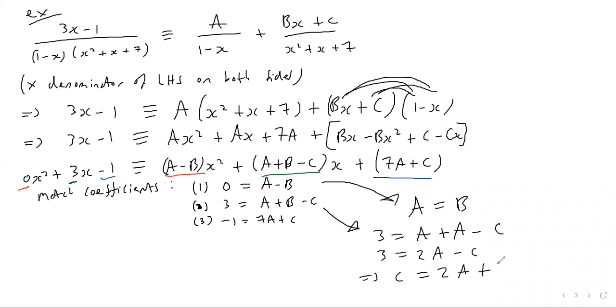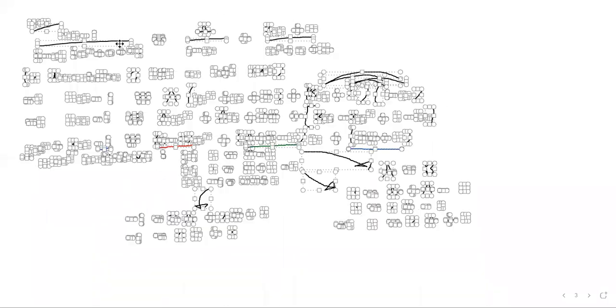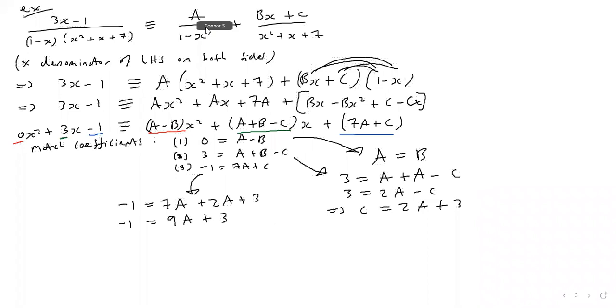Okay, so now then we can plug this into our final equation down here, this number 3. So we can say that -1 is equal to 7a plus c, but we know that c is this 2a plus 3 that we just calculated. So we get -1 equals 9 lots of a plus 3. We can then subtract the 3 from both sides. We get -4 equals 9a, and that's going to give us a is equal to -4/9.